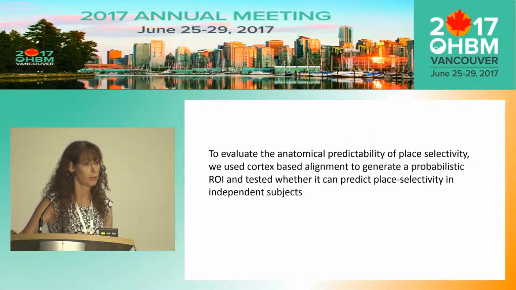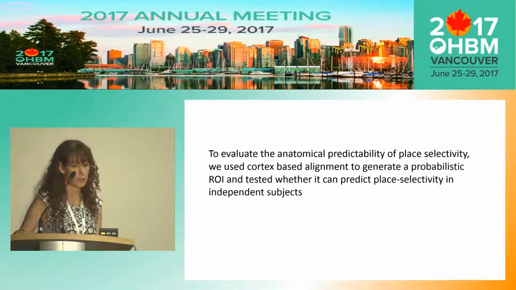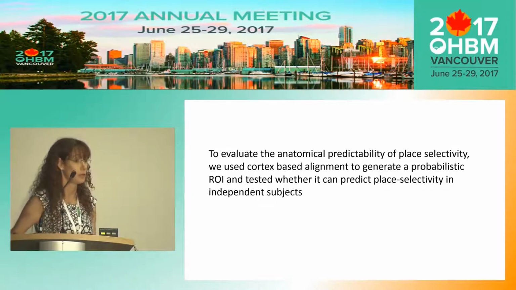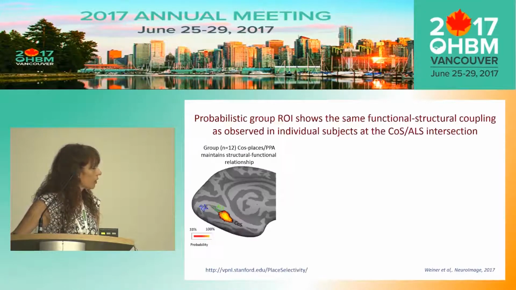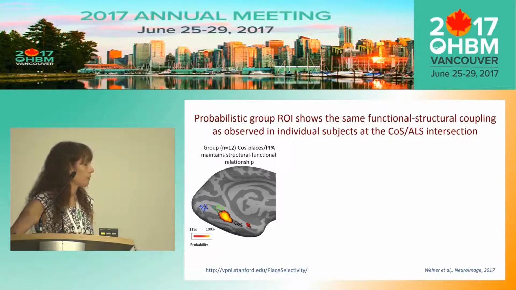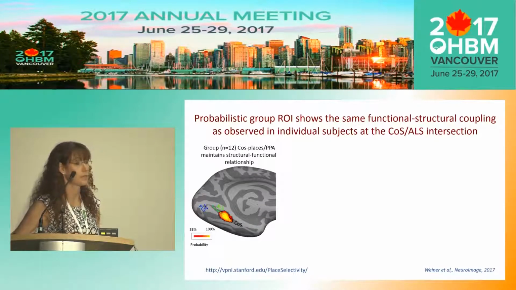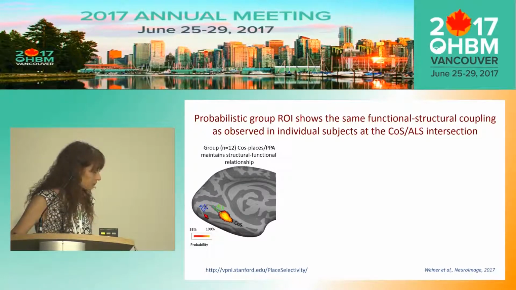So to evaluate the anatomical predictability of place selectivity, we used cortex-based alignment to generate a probabilistic ROI, and then tested if this probabilistic ROI could actually predict place selectivity in new brains. We generated a probabilistic ROI from 12 subjects and projected it to the FreeSurfer average brain. One thing you can note is that this probabilistic ROI seems to have the same anatomical features as individual subjects, because you can see that the probabilistic place selectivity seems to happen at the same place, at the intersection between the ALS and the collateral sulcus.